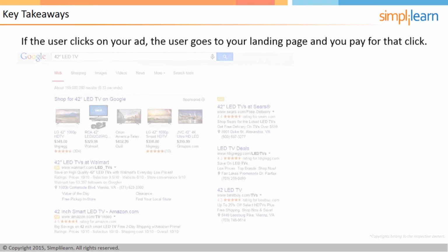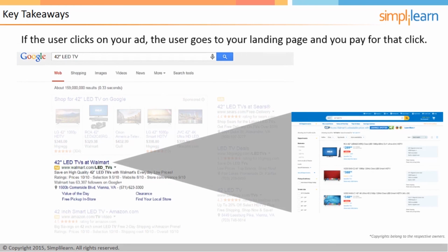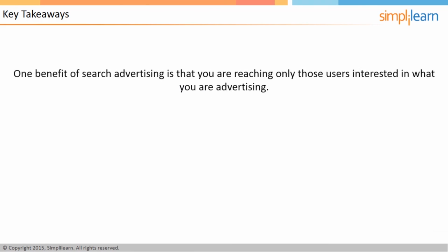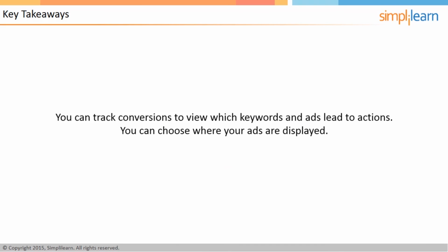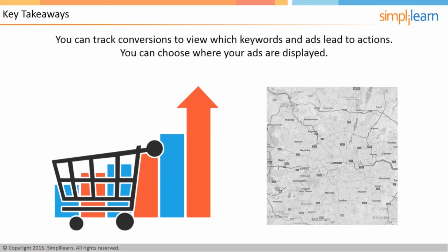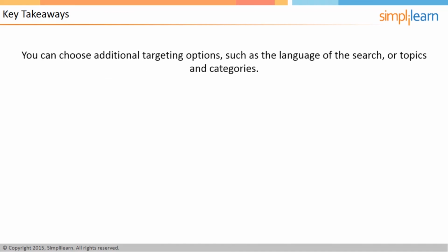If the user then finds your ad relevant and clicks on your ad, they go to your landing page, the first page someone sees after clicking on an ad, and you then pay. A big benefit of search advertising is that you're only reaching users interested in what you're advertising as you define your keywords, and you only pay when you get a person to your website. You can use conversion tracking to view what keywords and ads are leading to actions. A conversion is any action you want to define on your website. You can choose where your ads are displayed in location targeting. You can choose a lot of other targeting options, such as the language of the searcher as well.